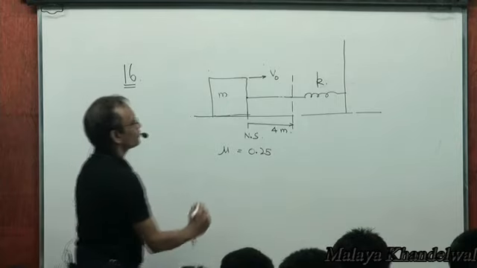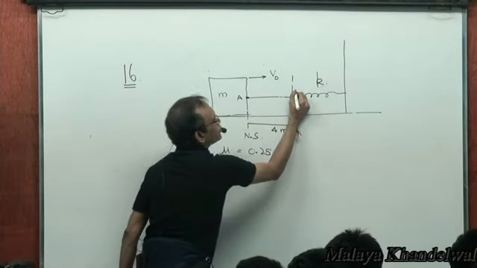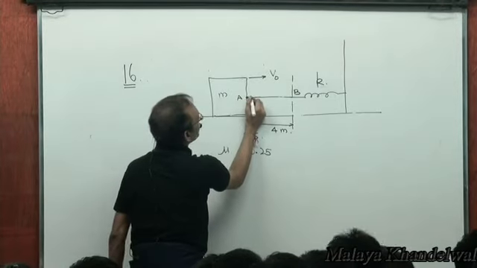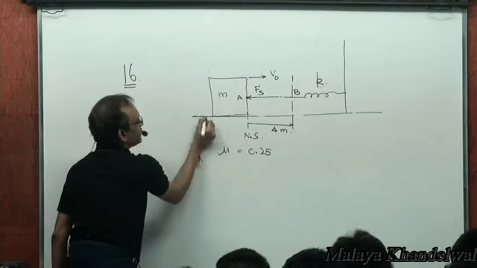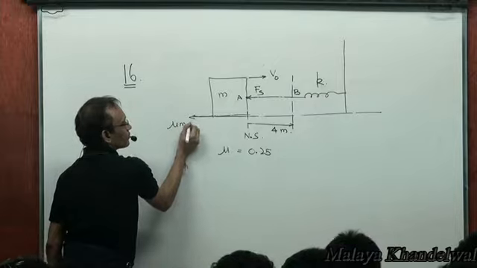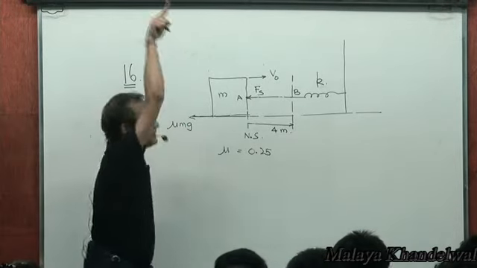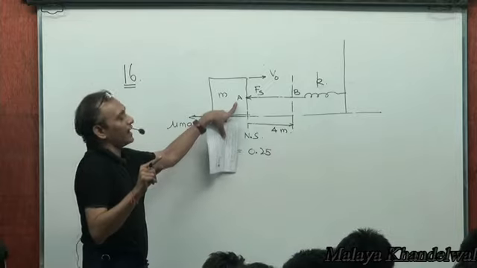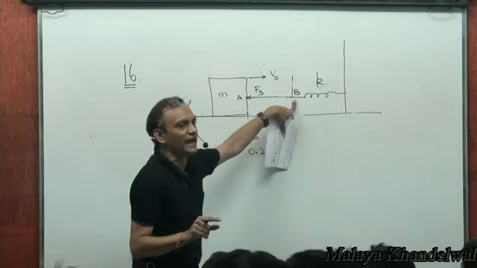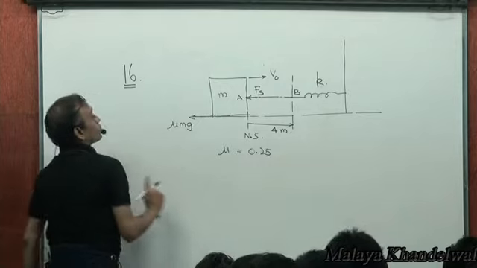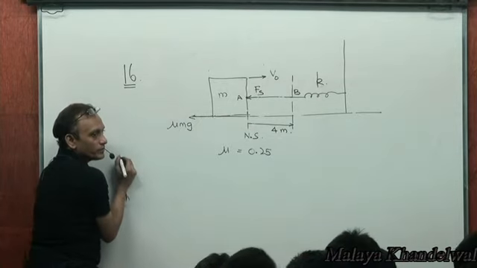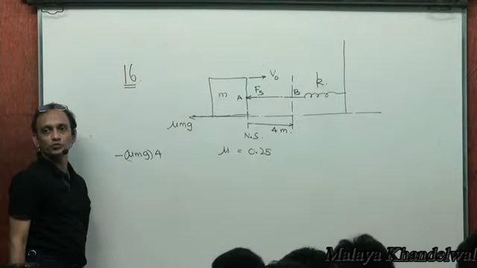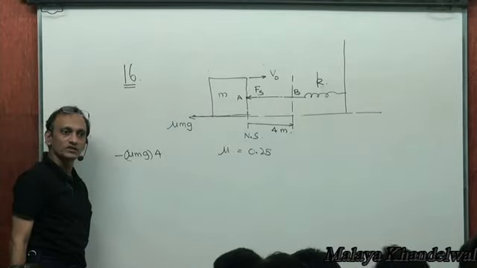So, from this state of the block, state A to B, I'll apply the work energy theorem. What are the forces acting on the block? The spring force, kinetic friction, which is mu mg leftwards, and then N and mg downwards. They are not important in this case, right? So I'll apply the work energy theorem on the block between state A and state B. First things first, what's the work done by friction? Minus mu mg into 4, yes or no? Mu mg leftwards, 4 meters rightwards. Right?